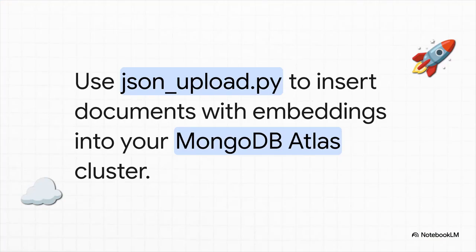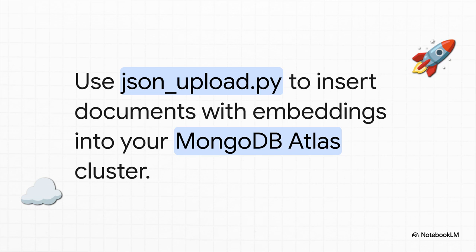Time for step 4, building Atlas vector search. Now we need to actually execute the upload, and we do that using a script called json_upload.py. We're using PyMongo here to connect to our MongoDB Atlas cluster via that handy connection string we saved earlier in our .env file. We point it straight to a database called festive-flixdb and a collection called holiday_movies_collection.